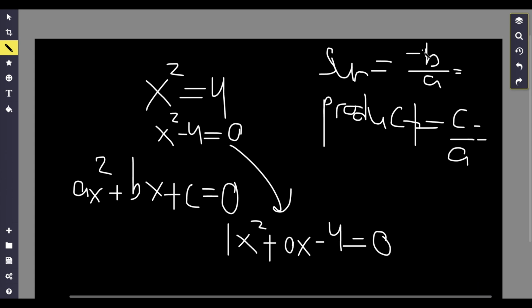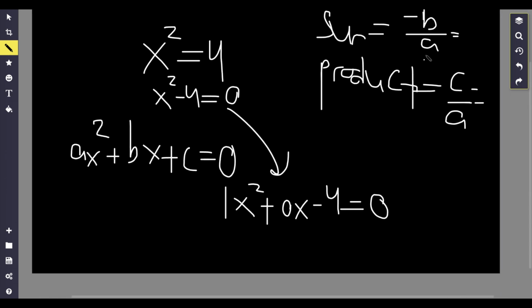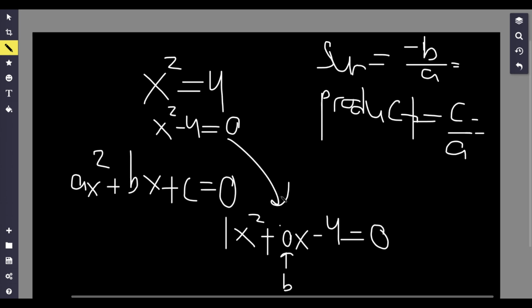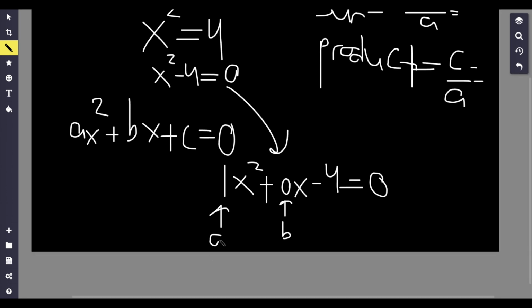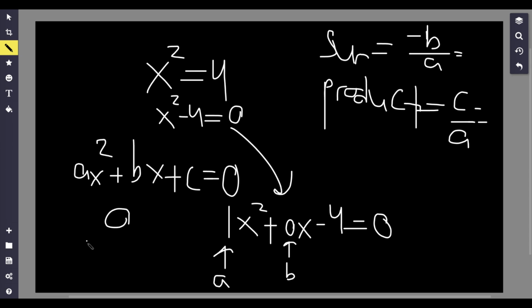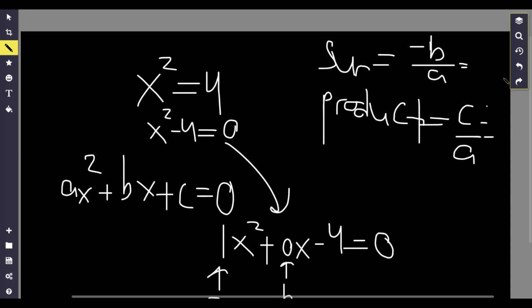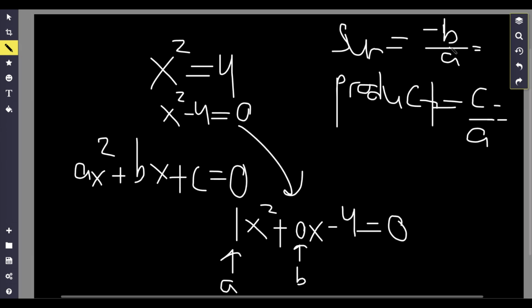So the sum of the roots is negative b over a. We know that our b term is equal to 0. And it really doesn't matter that our a term is equal to 1, because 0 divided by anything except for 0 is going to be 0. So negative b, so negative 0 divided by a, we know that's 1. That's just going to be 0. So the sum of the roots is just going to be equal to 0.